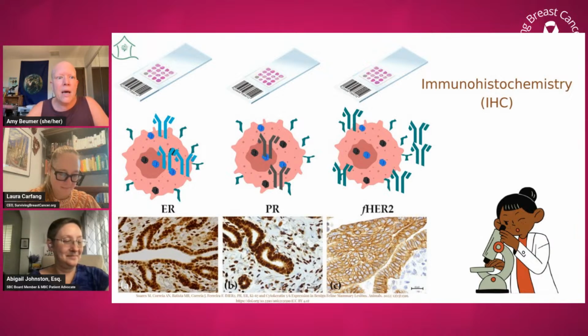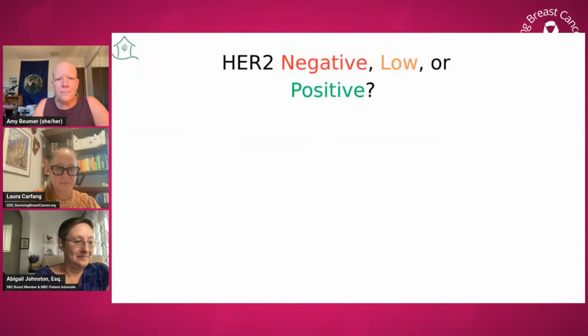HER2, same idea, but the antibody is to HER2 specifically. So it only sticks to HER2, and we stain that brown. And what you'll see here is a little bit different because the cells are kind of outlined in brown or gold. That's because HER2 is on the outside of cells. So it actually looks a little bit different than ER and PR. And then, of course, we have this person looking at it under the microscope, and she's going to help write up the report and say what is going on here.